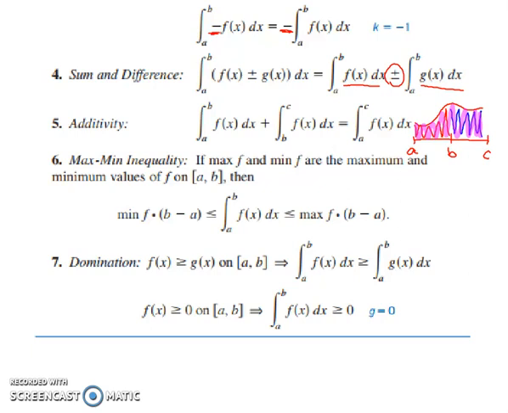Then we have the max or min inequality, and I'll be honest, we don't really use that all that often.